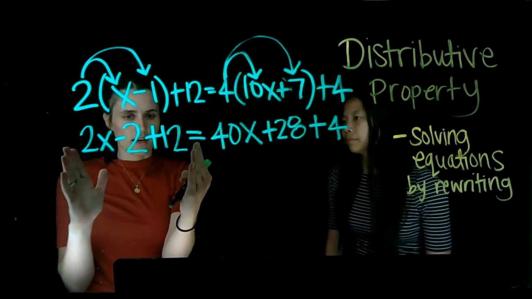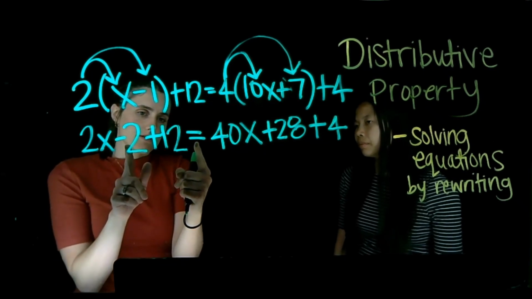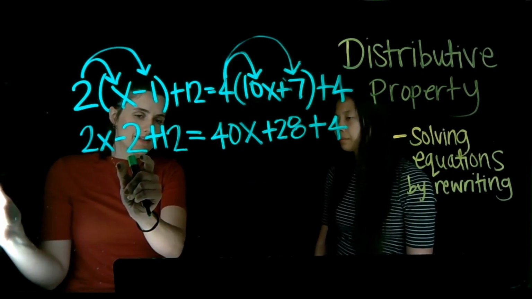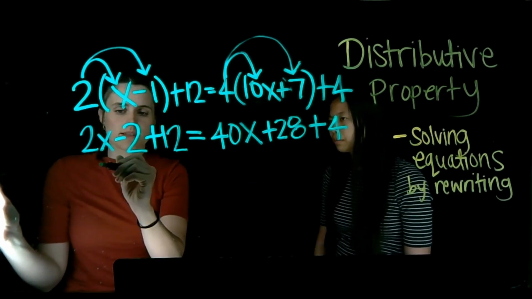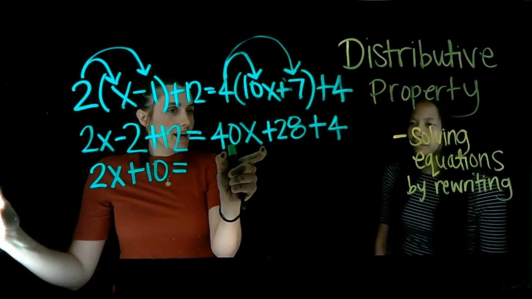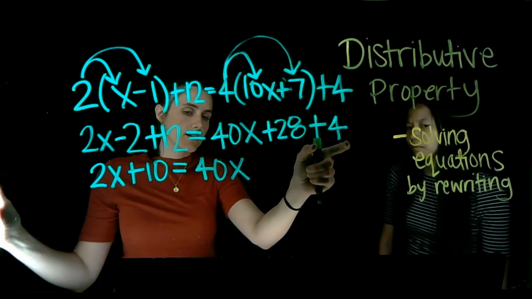So if I look at this side of my equal sign, I have a 2x. Those are the only x's I have. And then I have a negative 2 and a positive 12. So I'm going to combine these. So I have 12 minus 2, which is going to give me 10, or negative 2 plus 12 will give me 10 as well. So 2x plus 10 equals, so over here I have a 40x. I'll have x's in either of these, so 40x, and then 28 plus 4 is going to give me 32.